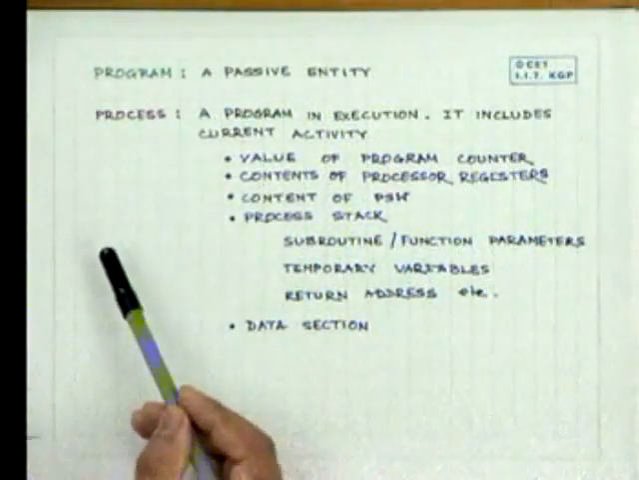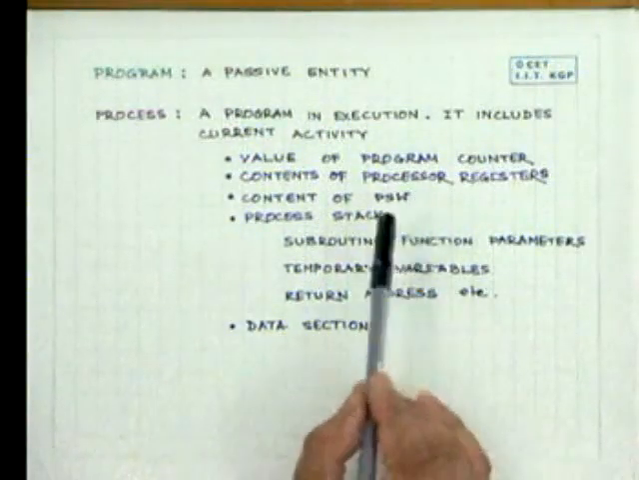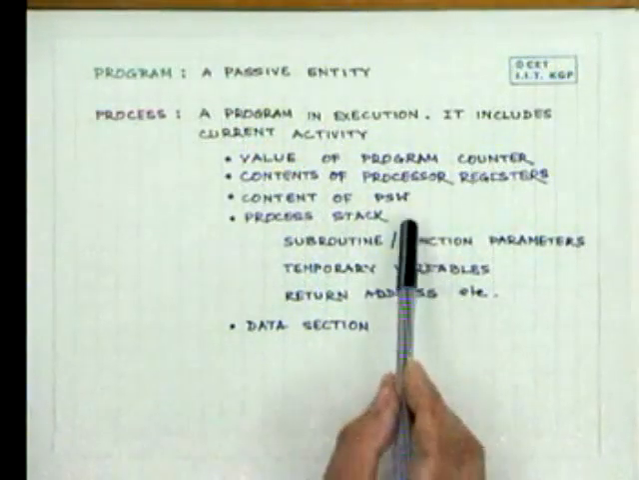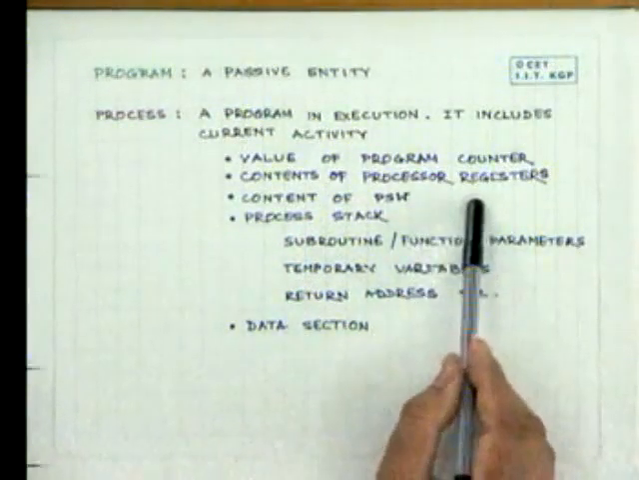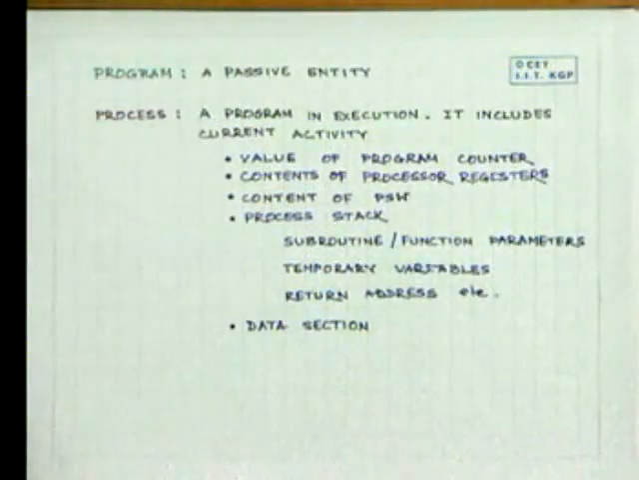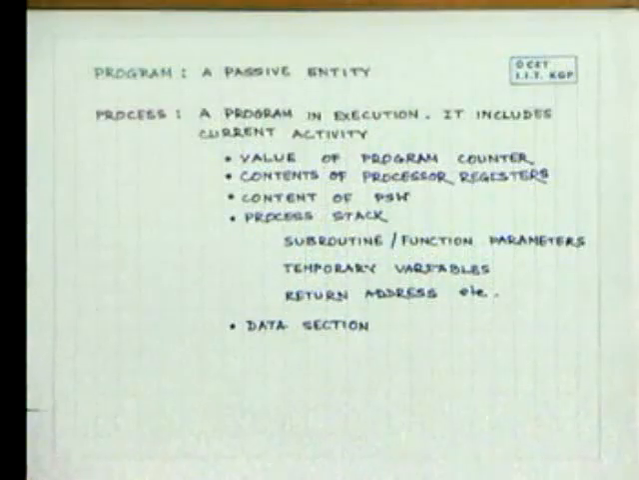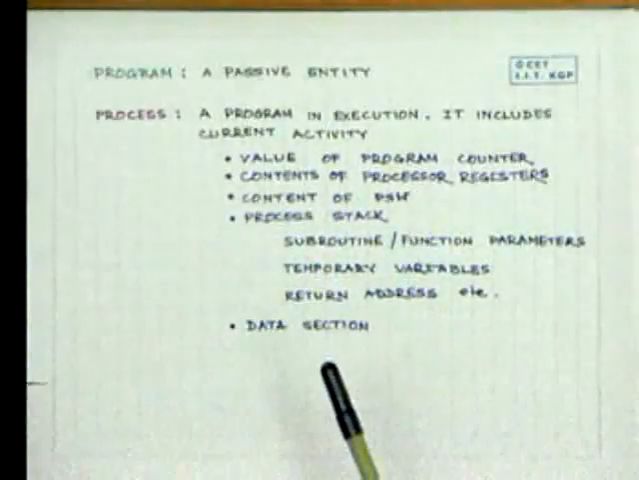The content of the processor status word, which we described in our previous lecture, keeps track of all the condition codes, the interrupt mask, that is whether the system is enabled for interrupt, whether you can accept interrupt or not. All this information, for example whether it is in user mode or supervisor mode, all of them taken together we call the processor status word, and that is also a part of the process.